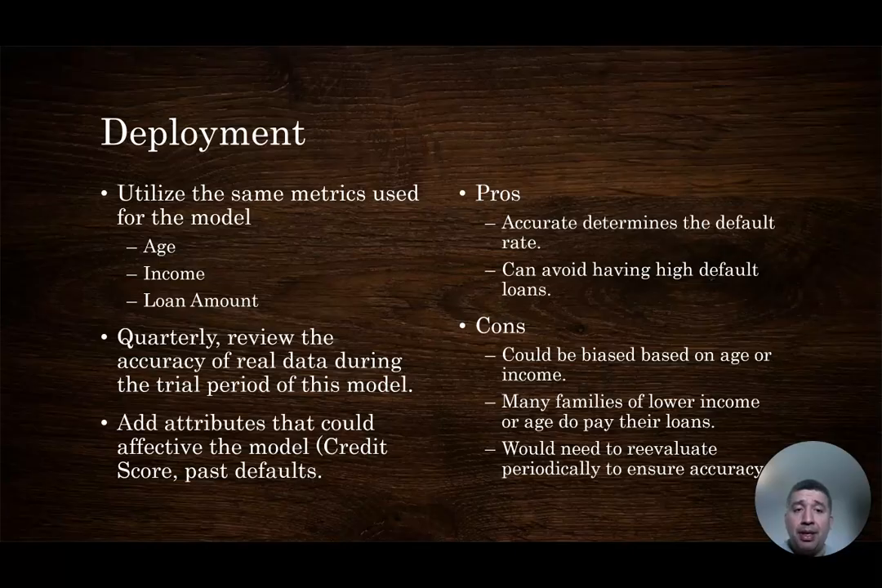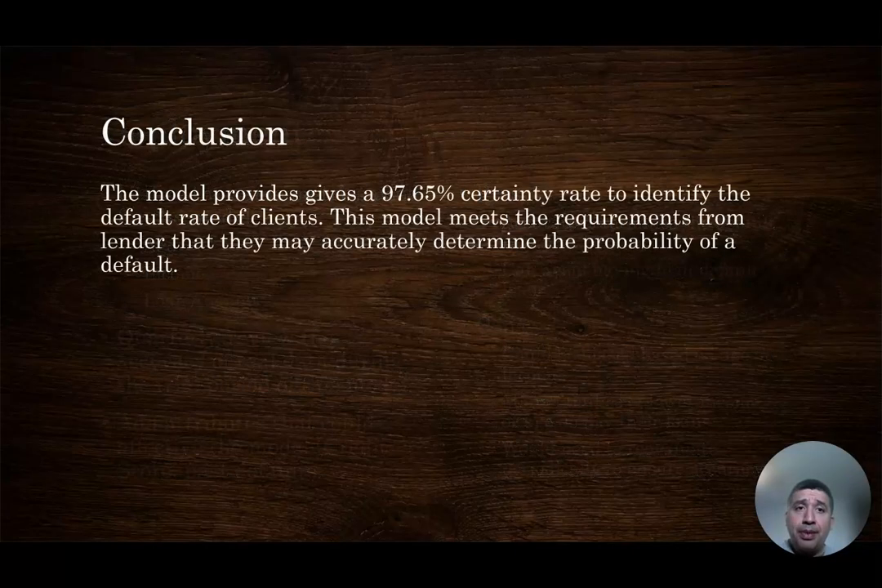So in conclusion, the model gives us a great 97.65% certainty rate that we would identify if a client is going to default on those loans. This model meets the requirement from the lender that they may accurately determine the probability of the default.